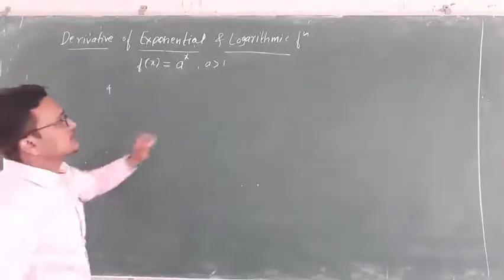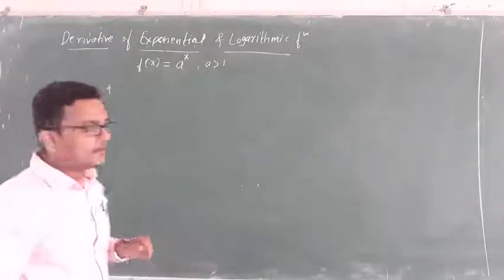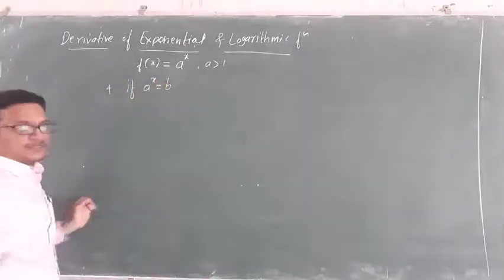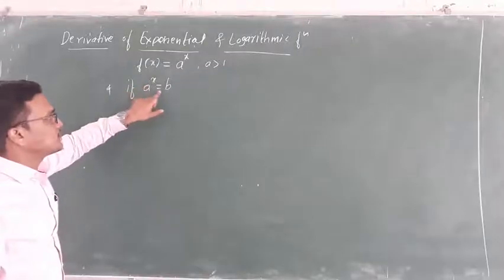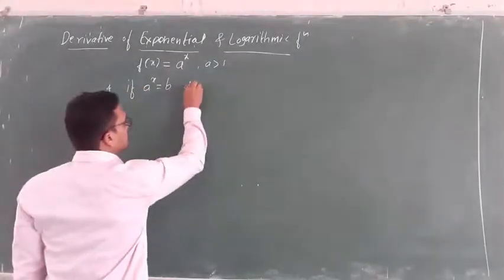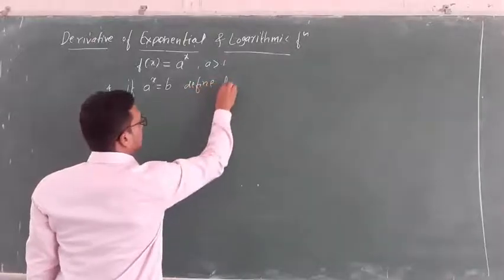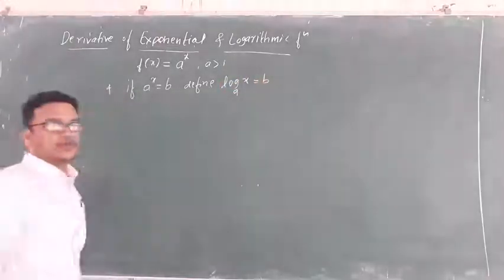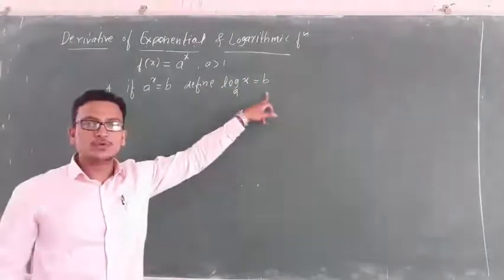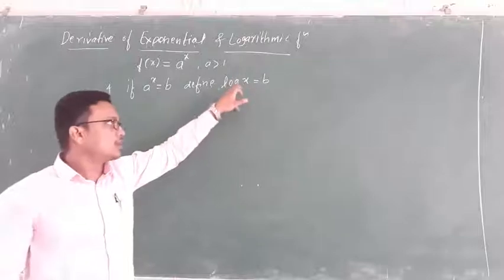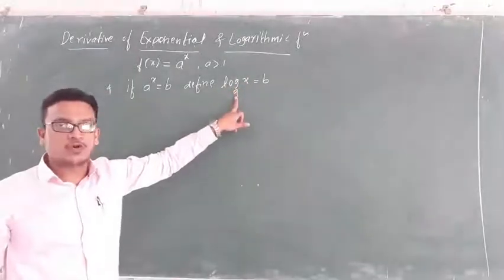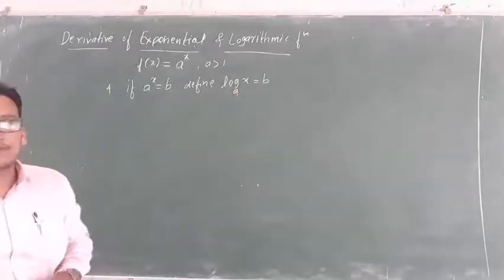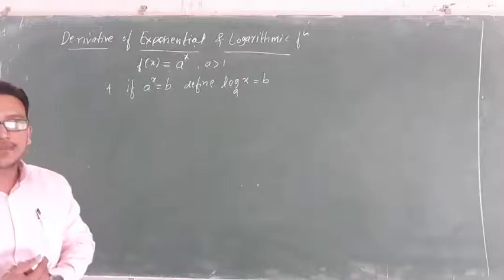And second one is what is meant by logarithmic function. If a to the power x is equals to b, if this is the condition, then we define log x to the base a is equals to b, and this is called the logarithm of x to the base a. So these are the two definitions of exponential function and logarithmic function.